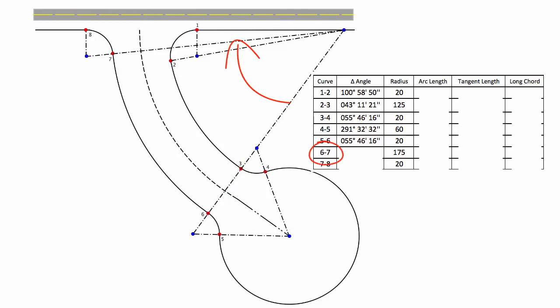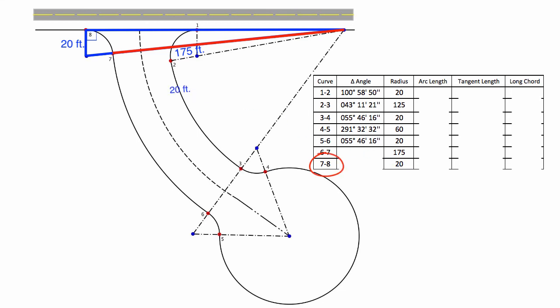The delta angle for curves 6 to 7 is determined by first finding the interior angle at the center of curve 6 to 7 within the right triangle formed between the center of curve 6 to 7, the center of curve 7 to 8, point 8, and back to the center of curve 6 to 7. The interior angle at point 8 is 90 degrees. The length for the side of the triangle from point 8 to the center of curve 7 to 8 is 20 feet. The length of the side of the triangle from the center of curve 6 to 7 to the center of curve 7 to 8 is composed of the radius of curve 6 to 7, which is 175 feet, plus the radius of curve 7 to 8, which is 20 feet, for a total of 195 feet.